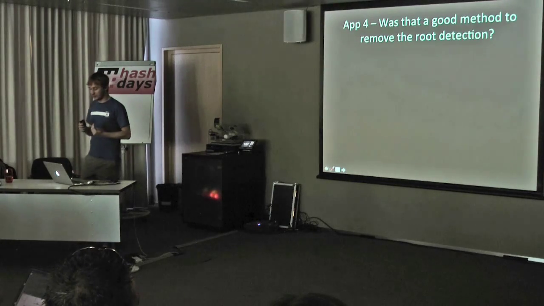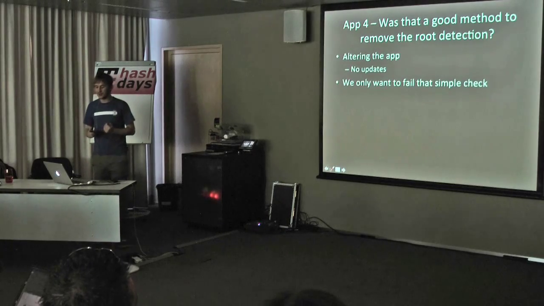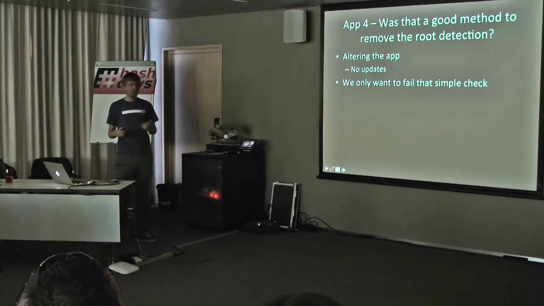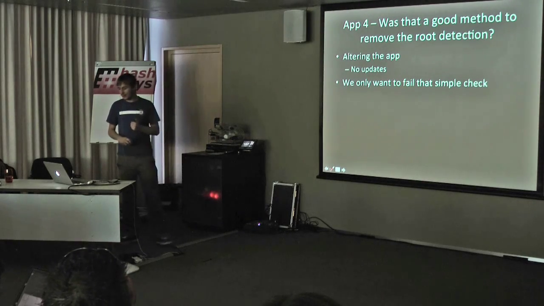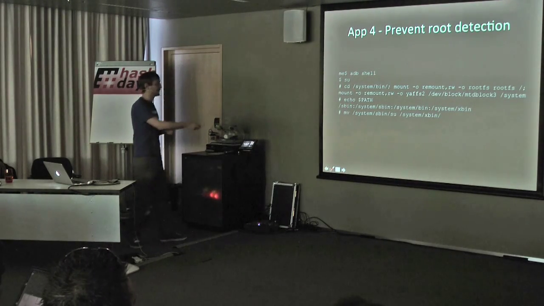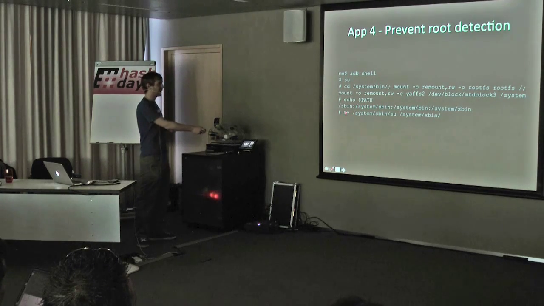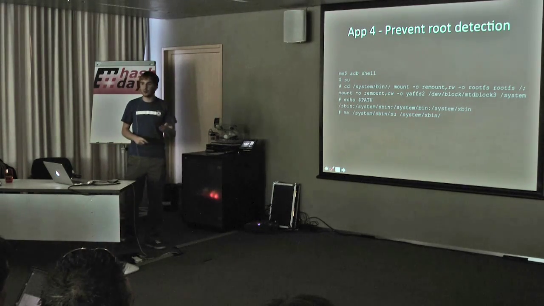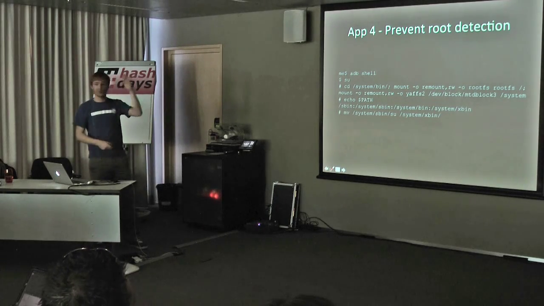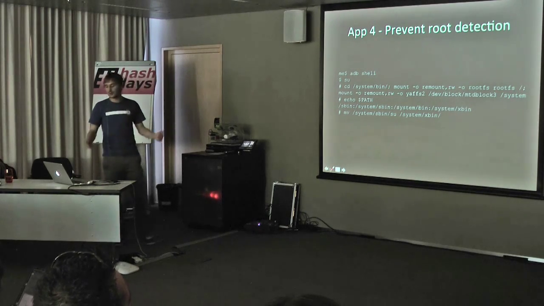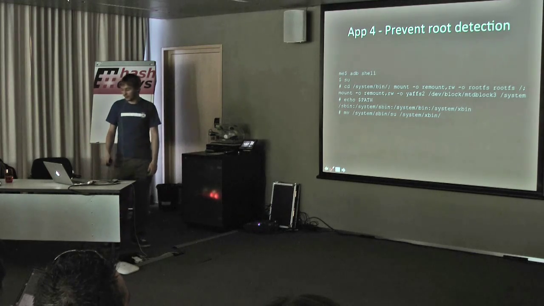But what I was asking myself was, is that a good method to remove the root detection? Because every time there's an update, I have to do this disassembling, changing, and reassembling again. And actually, we only want to fail that simple check. So to prevent the root detection, the upper stuff is not that important. What I did was look into the path variable and just move the su command from /system/sbin/su to /system/xbin. It's inside the path, so all the apps will still find it. But as you remember, the app was checking for the entire path, /system/sbin/su, and it won't find the su command there. All the other apps will just execute su normally and will find it. So that root detection was broken as well.